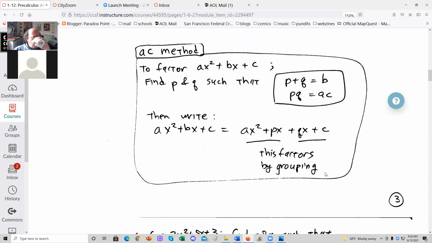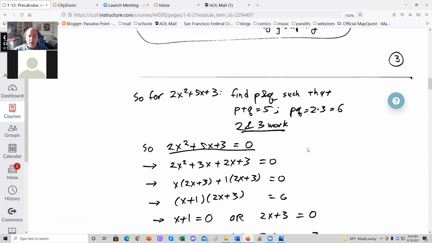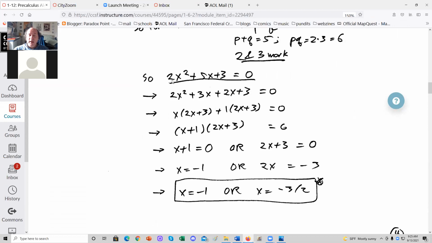Let me continue a digression by explaining why the AC method works at all. Well, first let's use it. For 2x squared plus 5x plus 3, find p and q whose sum is 5 and whose product is 2 times 3, which is 6. And 2 and 3 work. Their sum is 5, their product 6. So having done that, we rewrite this equation by writing the 5x as 3x plus 2x: 2x squared plus 3x plus 2x plus 3 equals 0.